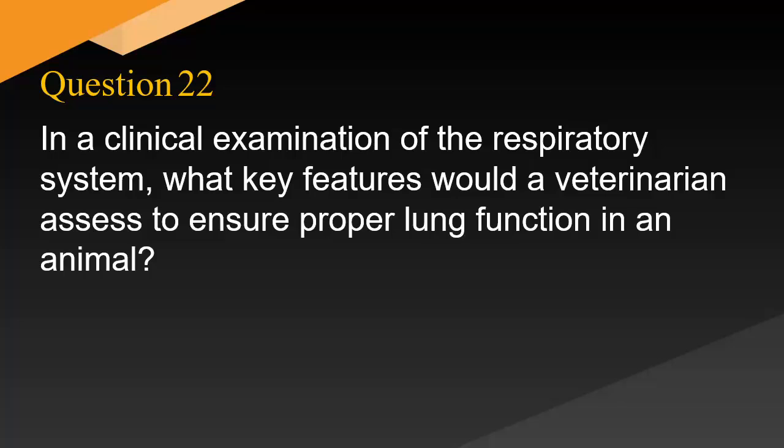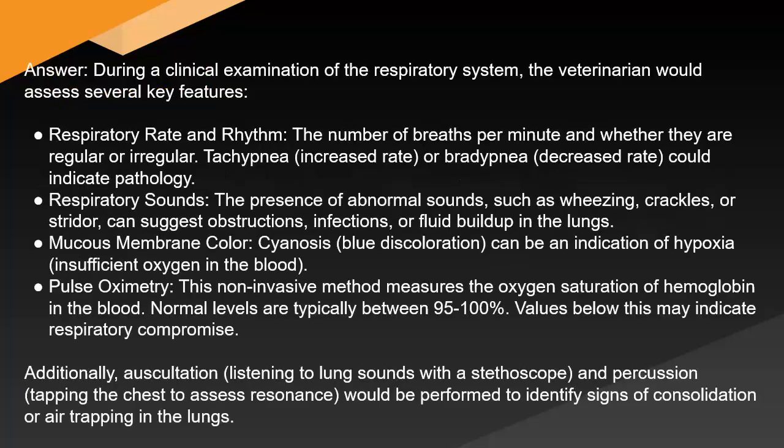Clinical examination of the respiratory system. What key features would a veterinarian assess to ensure proper lung function in an animal? Answer: during a clinical examination of the respiratory system, the veterinarian would assess several key features: respiratory rate and rhythm, the number of breaths per minute and whether they are regular or irregular. Tachypnea, increased rate, or bradypnea, decreased rate, could indicate pathology.